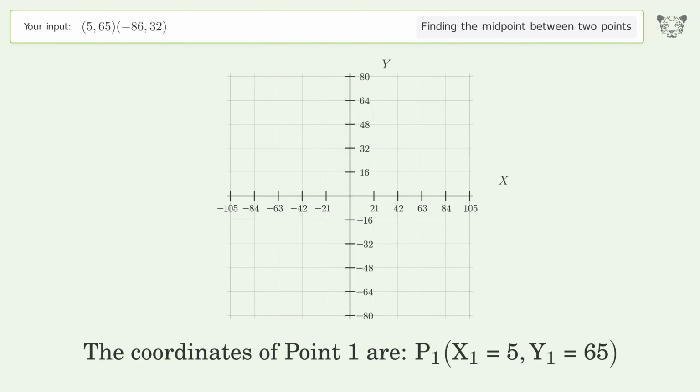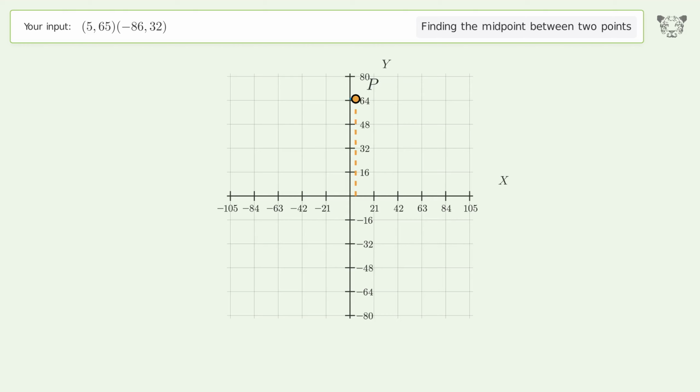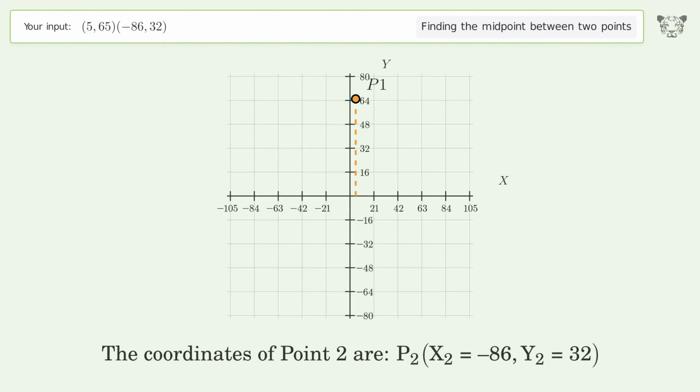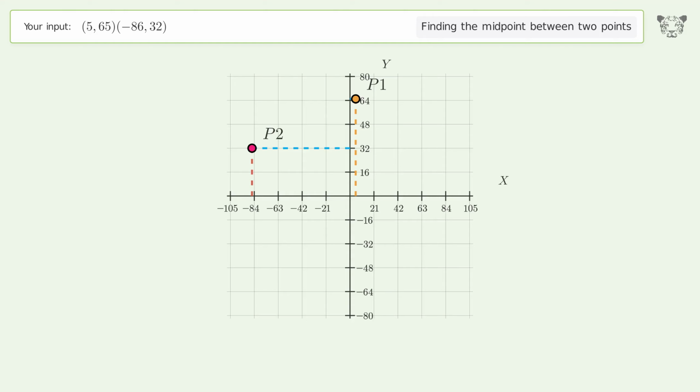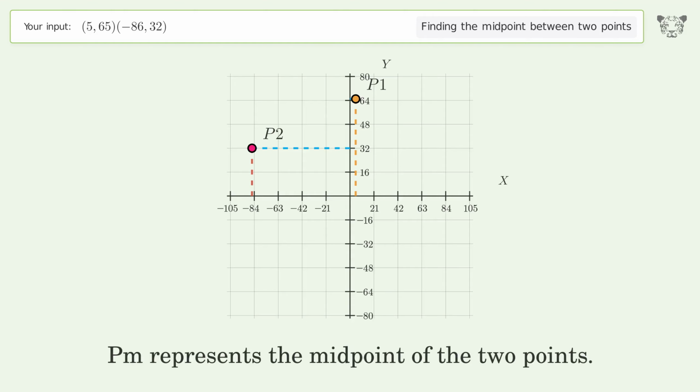The coordinates of point 1 are, x1 equals 5, y1 equals 65. The coordinates of point 2 are, x2 equals negative 86, y2 equals 32. PM represents the midpoint of the 2 points.